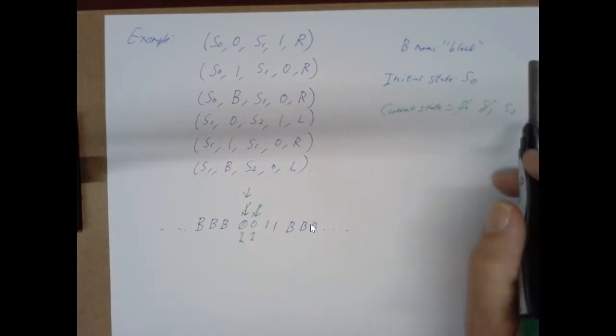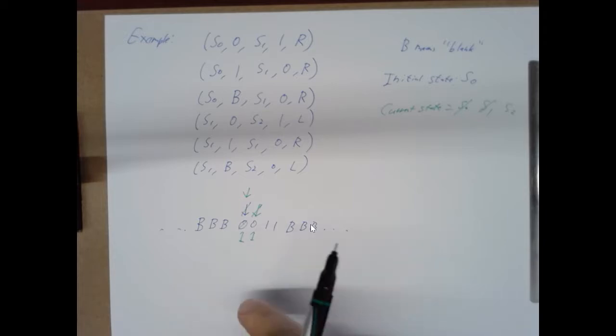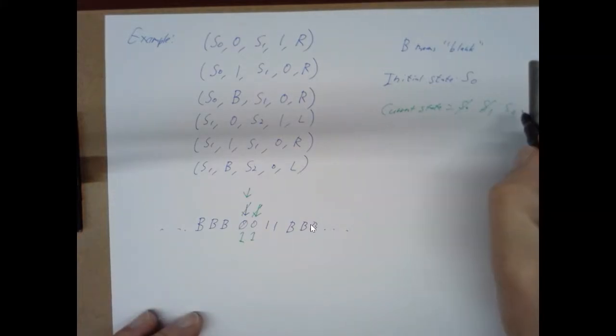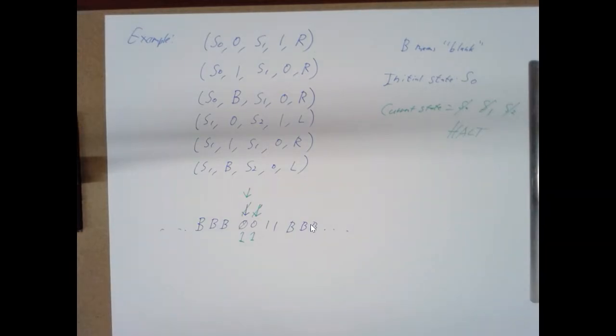And now we're in state S2 and there's a 1 underneath us. Is there a rule for that condition? No. There's no rule for what to do in state S2 regardless of the input. So now the system halts, and it's done. So what did this do? It changed 2 zeros to 2 1s. Not terribly interesting. But that's how this machine works.